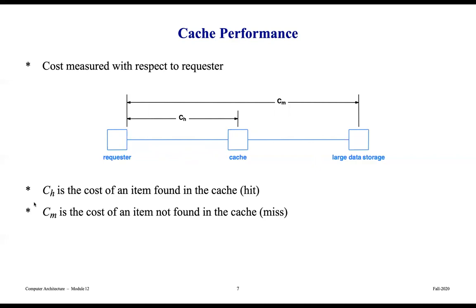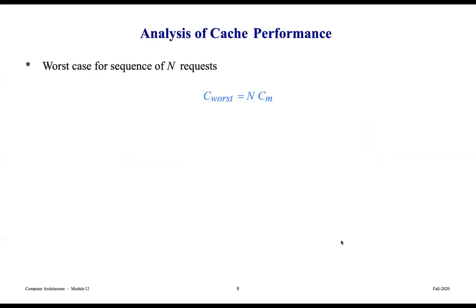CH is the cost of an item found in the cache, a hit. It has a lower cost when it just has to go to the cache and return. CM is the cost of an item not found in the cache, a miss. So it goes to the cache, nope, it's not there, so I have to go all the way out to the large data store to get it. That's just a little bit of insight.